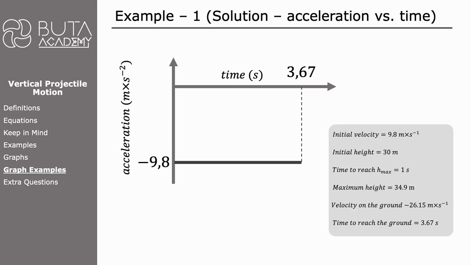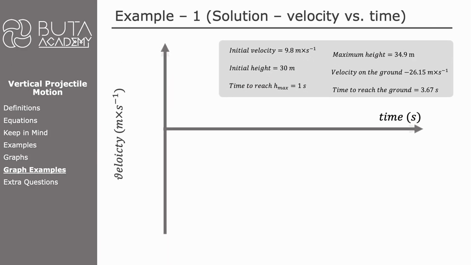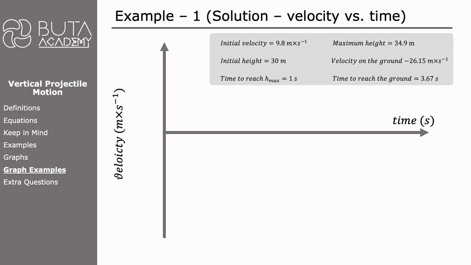The next graph we are going to draw is the velocity versus time graph. Once more, we must make sure that both axes are labeled properly and that the units are indicated as well. The ball is thrown upwards with an initial velocity of 9.8 meters per second and then reaches its maximum height after 1 second. During vertical projectile motion, the velocity versus time graph is a linear graph with its gradient equal to the gravitational acceleration.